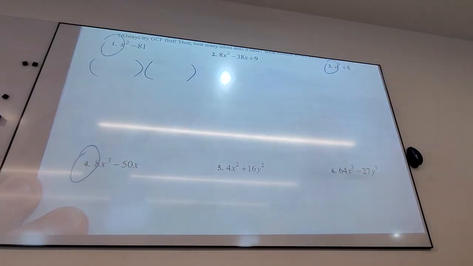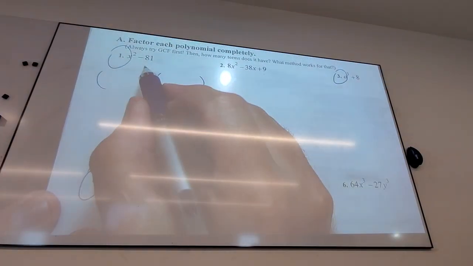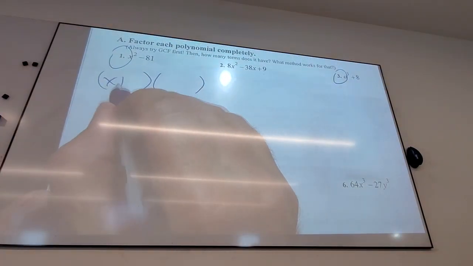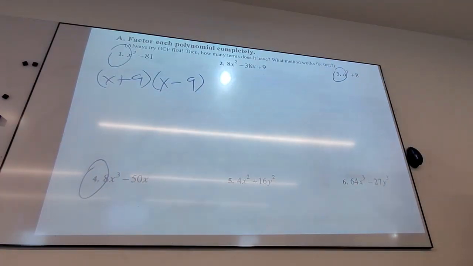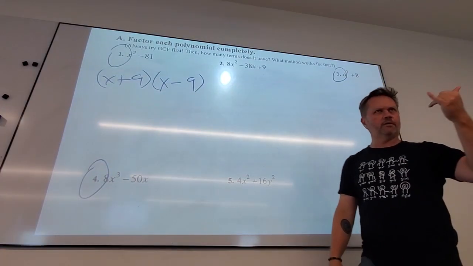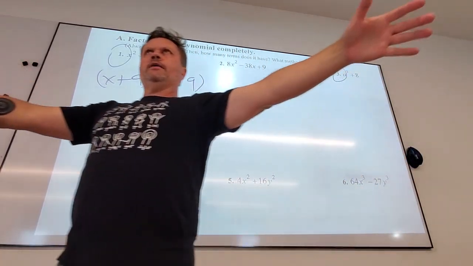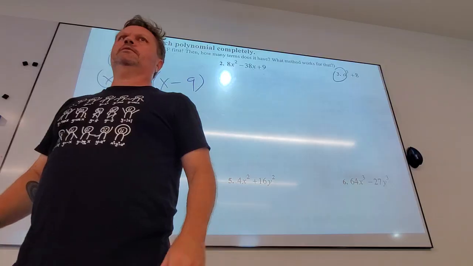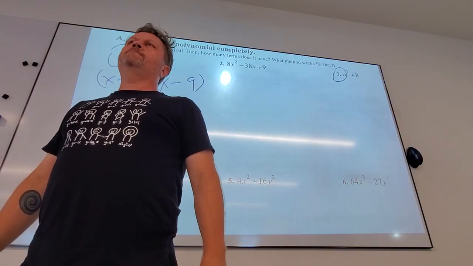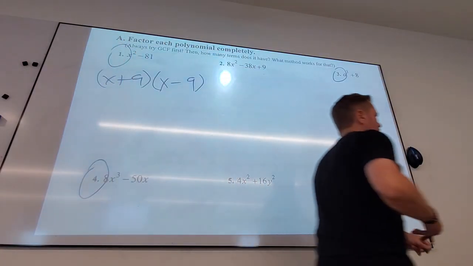So how do you fill in these parentheses? Yeah, x plus 9, that's fine. Yeah, so it doesn't matter which one's first, because multiplication is commutative. X, 9, 9, plus minus or minus plus. Kick ass. So let me show you an example.